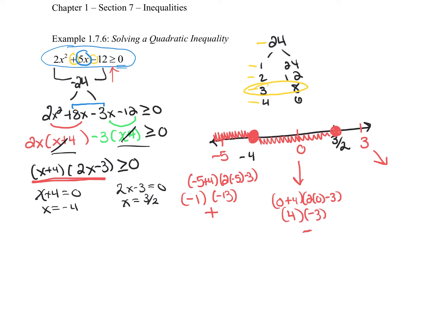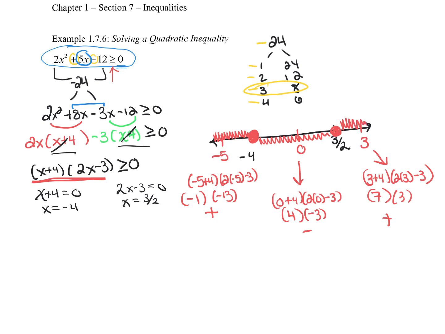And then the 3, I'm going to get 3 plus 4, 2 times 3 minus 3. It's going to be 7. 6 minus 3 is 3. Positive, so we're going to shade up.